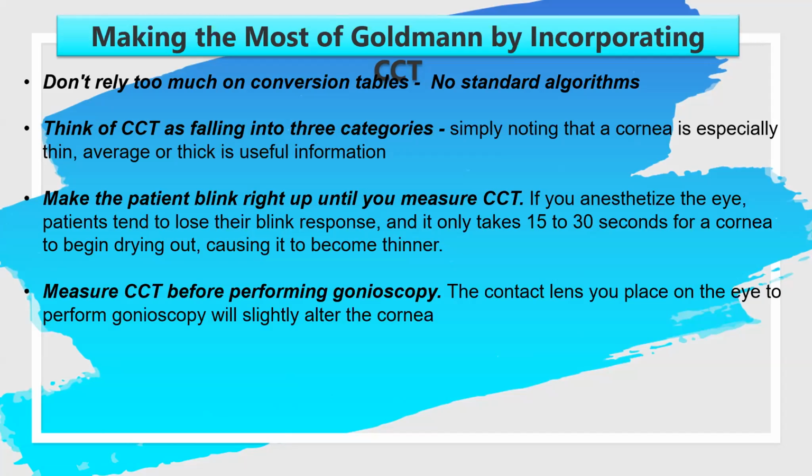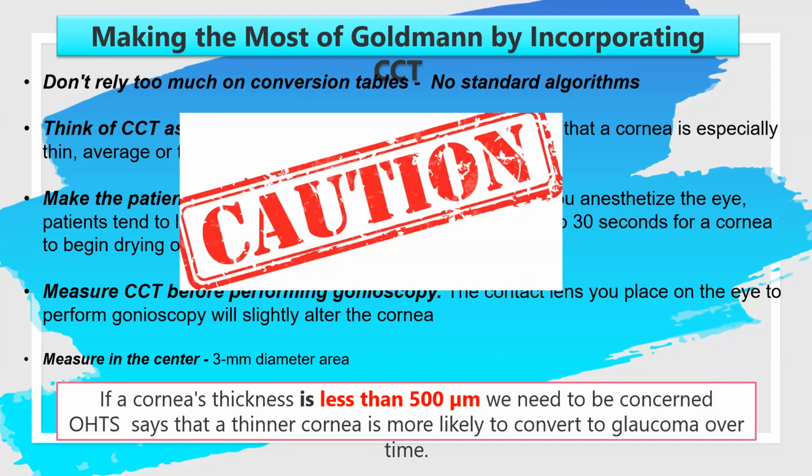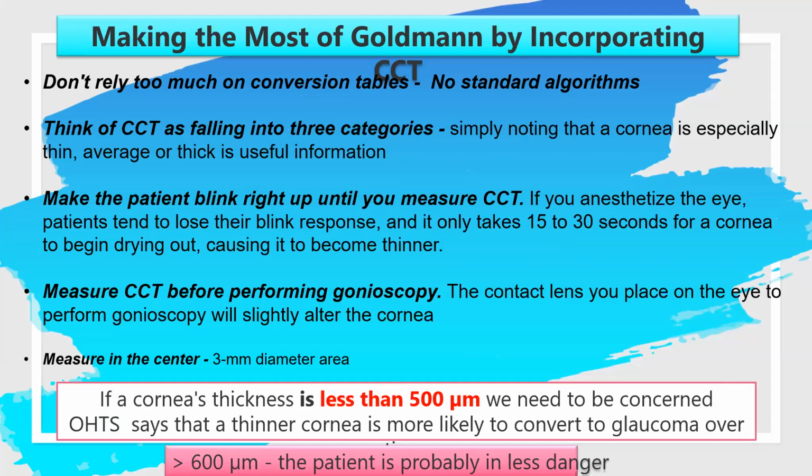Then, if you have to perform gonioscopy, first measure the corneal thickness and then perform gonioscopy, otherwise the readings might vary. And this point I already mentioned: always measure the corneal thickness in the central 3 millimeter diameter of the area to get an accurate reading. Once the corneal thickness is less than 500 microns, you need to be extra careful with that subset of patients. And if the corneal thickness is more than 600 microns, probably your patient is in less danger zone.